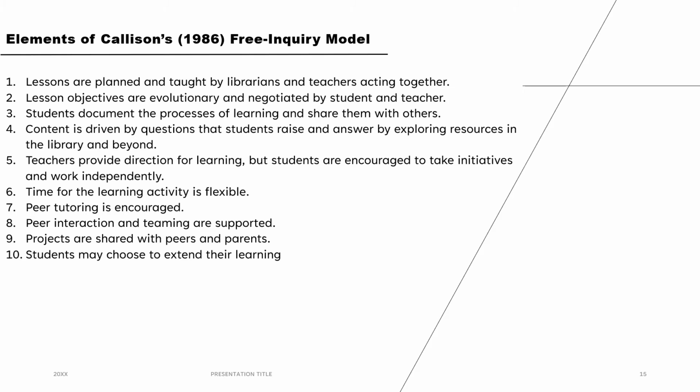This is the summary of elements of Callison's free inquiry model. Number one, lessons are planned and taught by librarians and teachers acting together. Second, lesson objectives are evolutionary and negotiated by student and teacher. Number three, students document the processes of learning and share them with others. Number four, content is driven by questions that students raise and answer by exploring resources in the library and beyond.